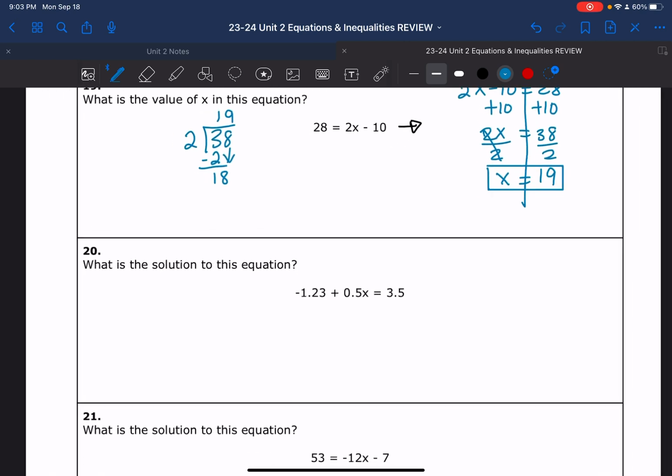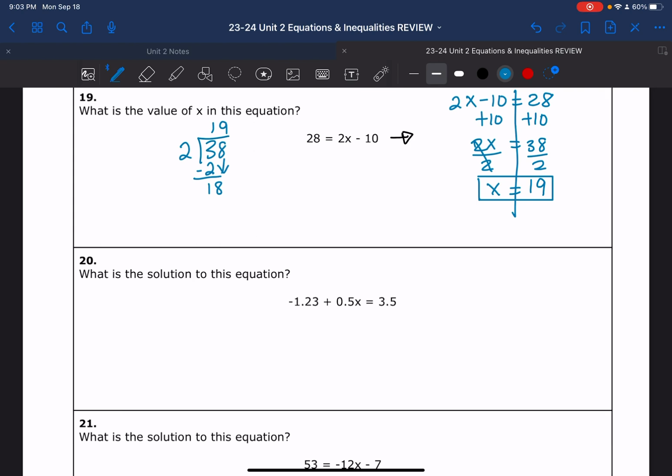All right, let's go to number 20. Pause if you need to. All right, I'm going to go ahead and solve right here. This is my constant. I want to get rid of it first, so I'm going to do positive 1.23 plus 1.23. I can add the 0 here and then just add right here. So that would be 4.73. Then I'm going to divide by 0.5. Again, I know we don't like to work with decimals.